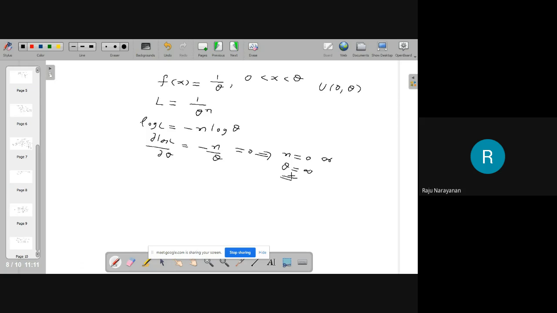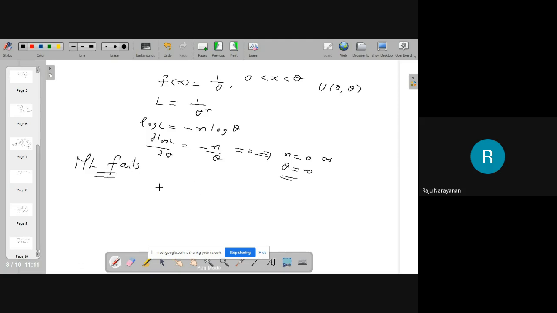Both are unacceptable results. n is equal to 0 means what? You are taking a decision without doing anything. Sample size is 0. No observations are taken. How can we take some decision without the help of observations? Nothing. Theta infinity means what? 1 by infinity is 0. f of x is 0 means what? The total integral is 0. It cannot be 1. Therefore, this is also not acceptable. In such cases, the method of maximum likelihood fails.